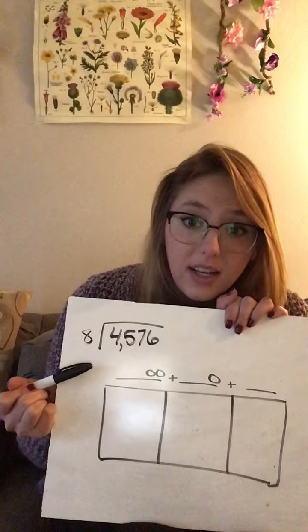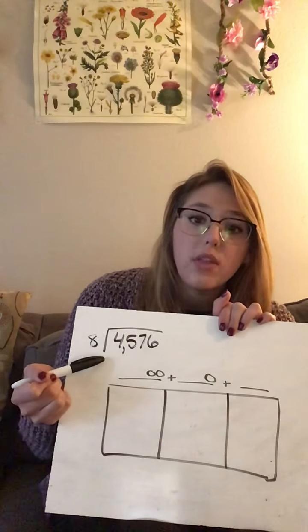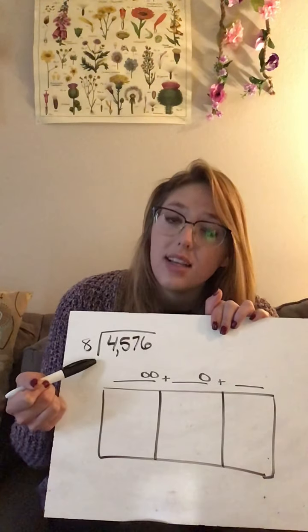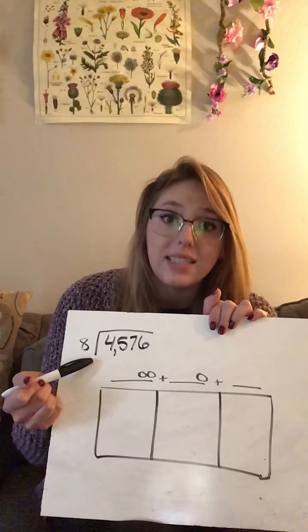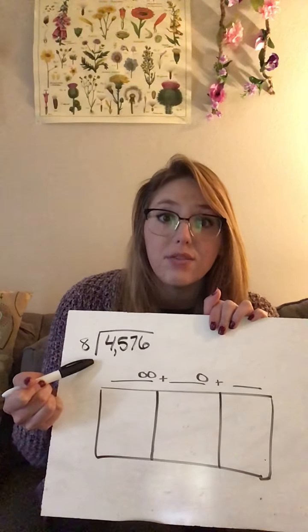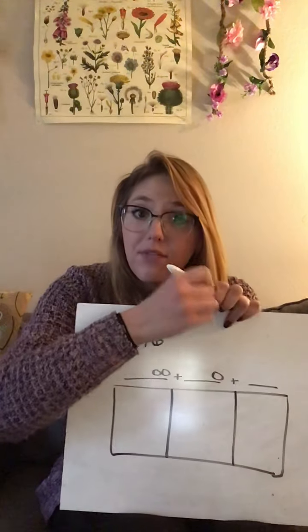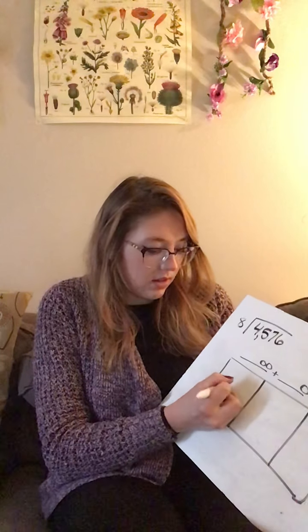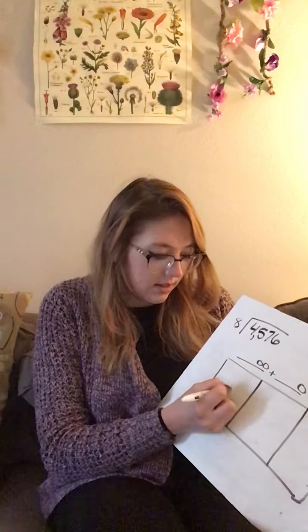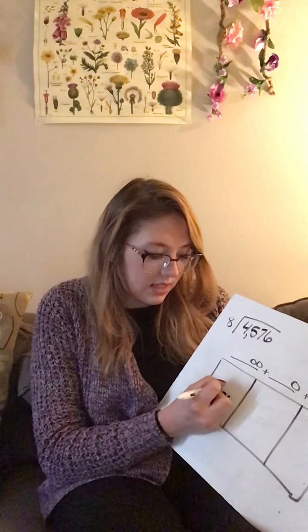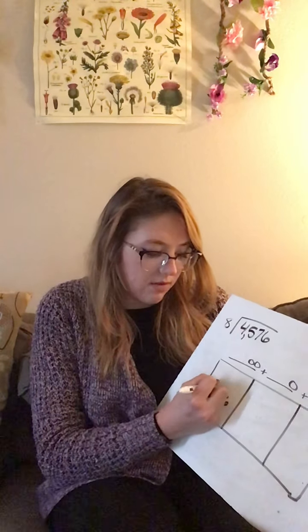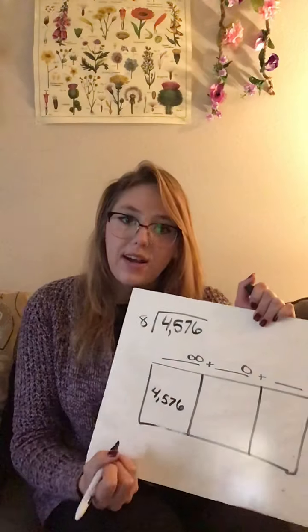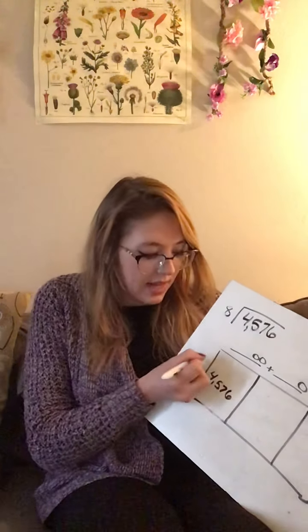Let's get started. I know 4,576 is the number I'm starting with. That's my dividend, the number I'm going to divide up. So I'm going to write that first in this box. 4,576. That's my dividend that I'm starting with to divide up. I'm dividing by 8. That's going to go on the side. 8.